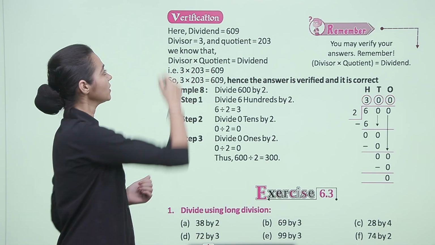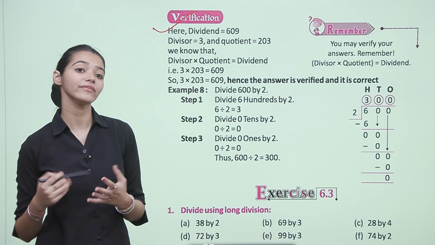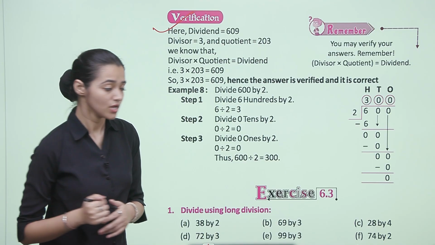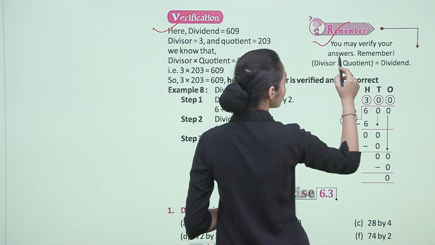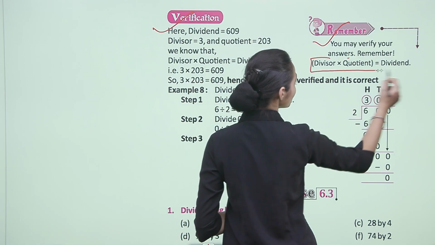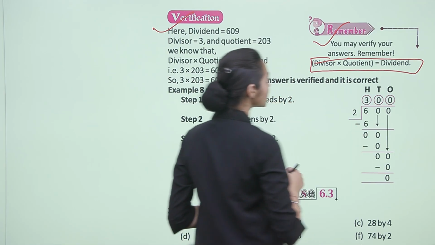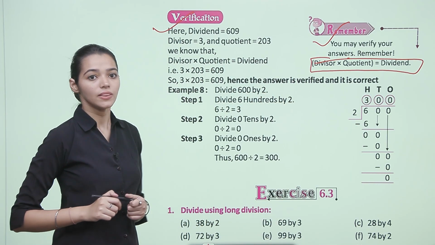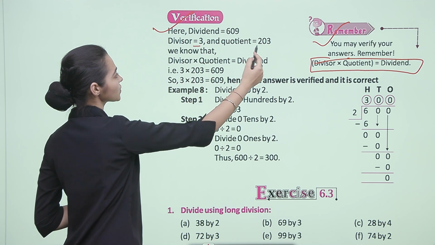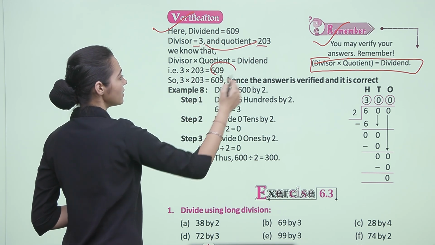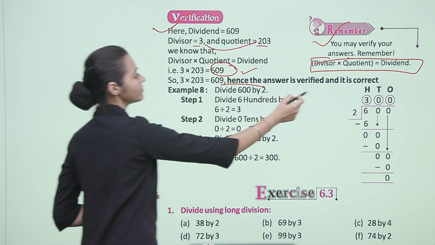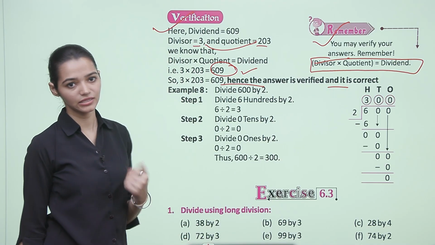Now let's start with how we can verify whether our answer is correct or not. So always remember, you can verify your answer: divisor into quotient is equal to dividend. That means this is our divisor, this is quotient. When you multiply both of them, if the answer is the dividend, that means our answer is correct.